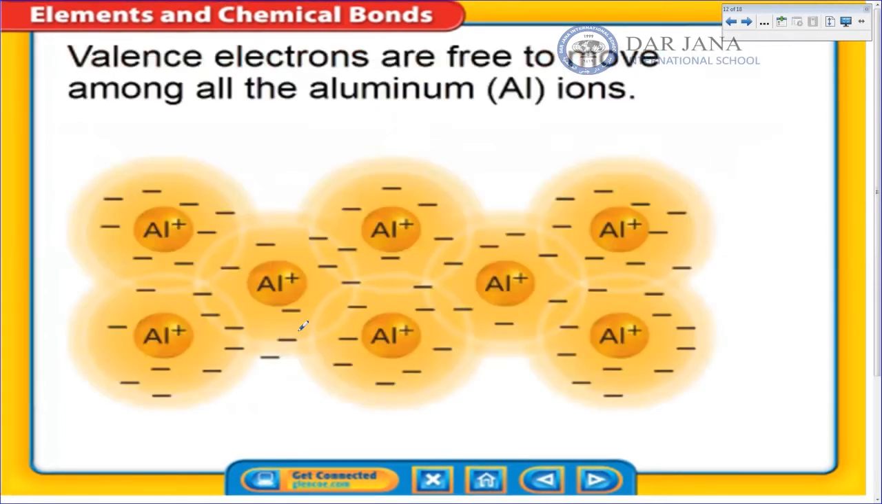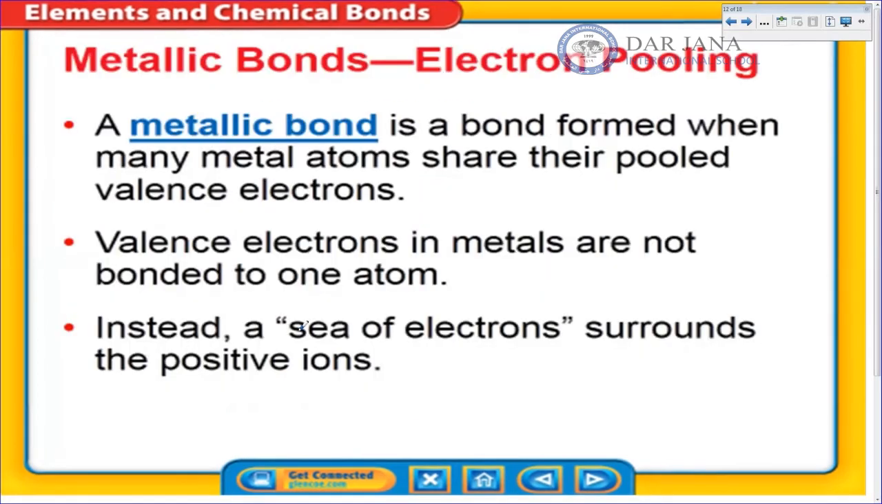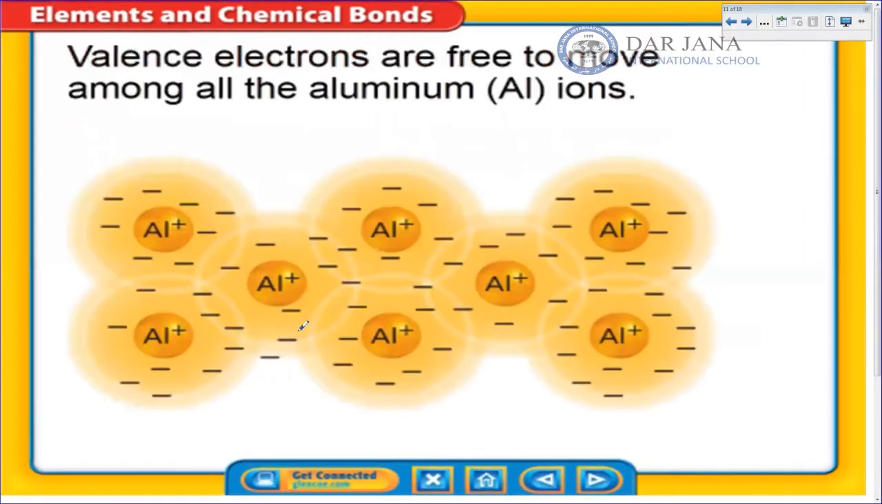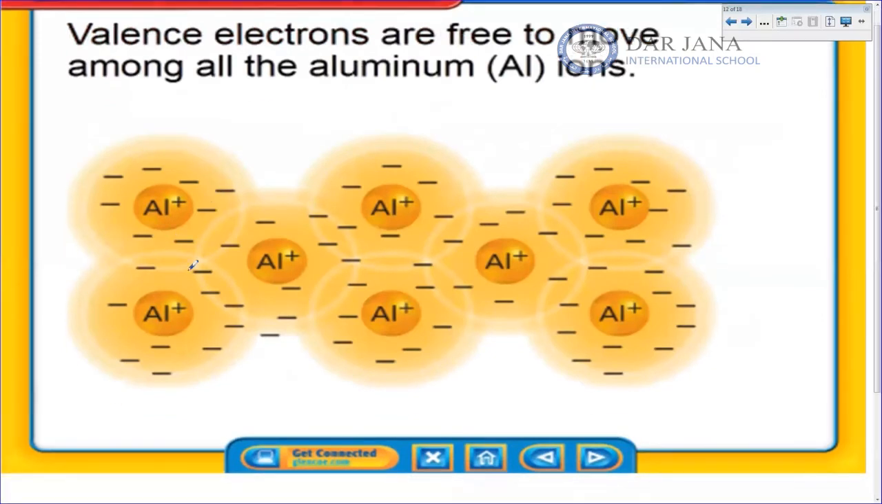Let's look at this picture. You can see here that this is a sea of electrons. They are free to move among the aluminum ions. And as we said before, valence electrons in metals are not bonded to one atom, and a metallic bond is formed when many metal atoms share their pooled valence electrons. So they share the pool of their valence electrons. Like you can see in here.